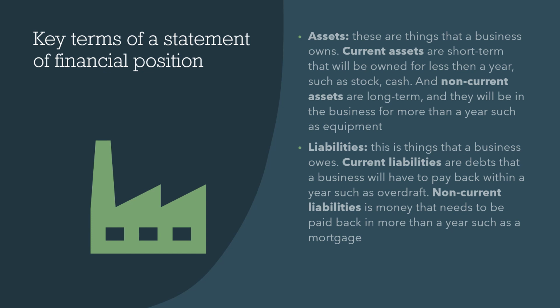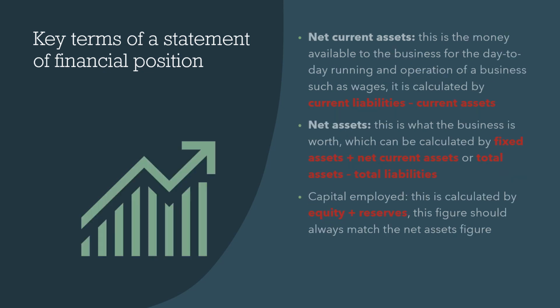Now, liabilities, these are things that a business owes. So current liabilities are debts that a business will have to pay back within a year, such as an overdraft. And non-current liabilities is money that needs to be paid back in more than a year, such as a mortgage.